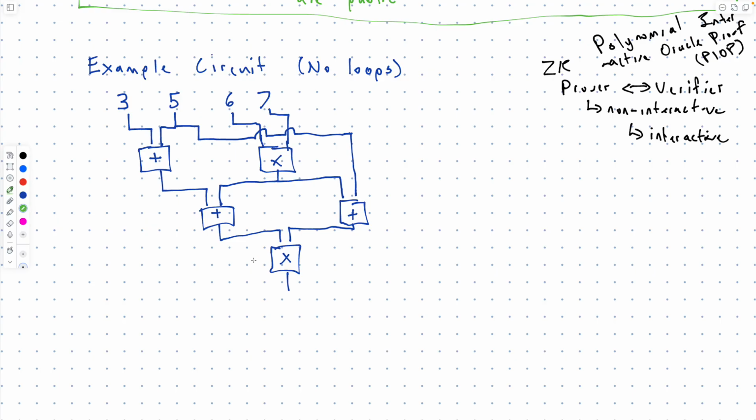Okay, so what's the output of this circuit? That's what I want to prove. The prover wants to prove what the output is. The prover is going to have to figure out what the output is. You can't prove what the output is unless you do it yourself. So the prover is going to do it, and they're going to write down every intermediary value as they do it as well. So let's do it ourselves.